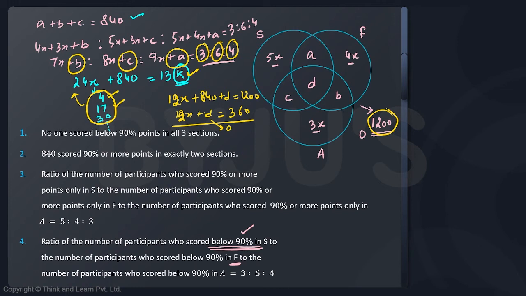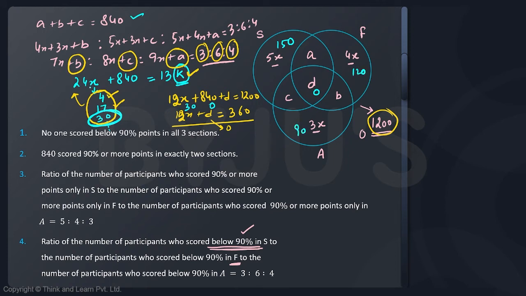Let's say I put x is equal to 30. If x is equal to 30, of course, D would be 0. So D would become 0. X is 30, that means this is 150, this is 120, this is equal to 90.